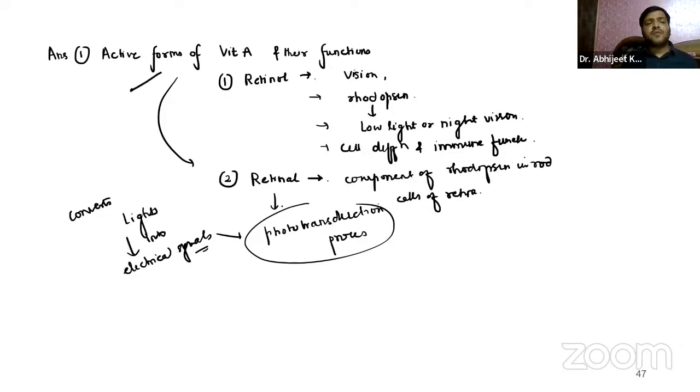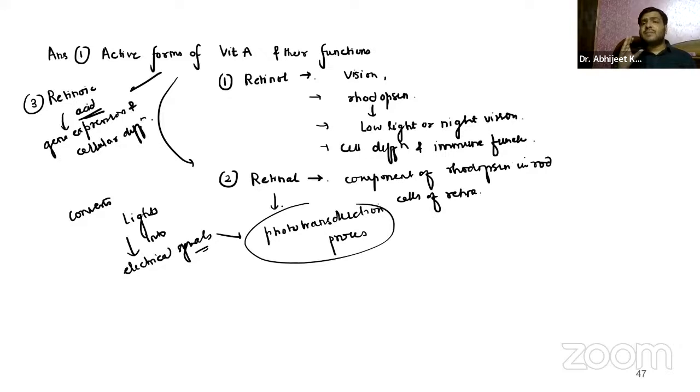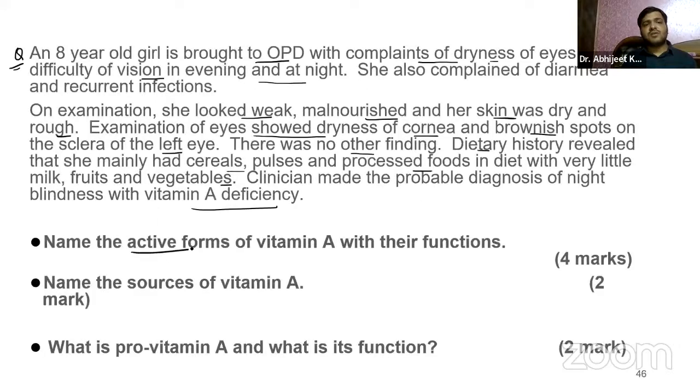We have one more active form of vitamin A that you can remember, that is retinoic acid. Retinoic acid is basically involved in gene expression and cellular differentiation. It regulates and maintains the epithelial tissue, including the skin and the mucous membrane, and it also plays an important role in embryonic development as well. So that was regarding the first question. You have to write all the active forms and their functions as well. That's a part like 4 marks. You have to write all the three along with one line. You can mention the function as well, right?